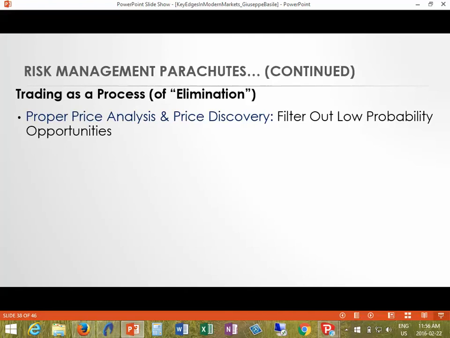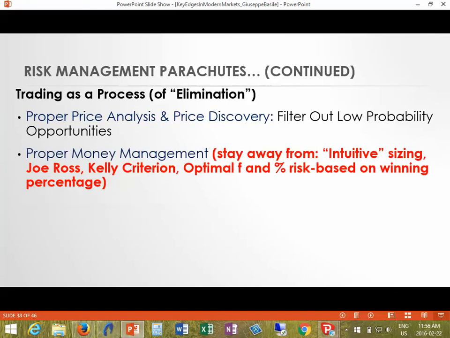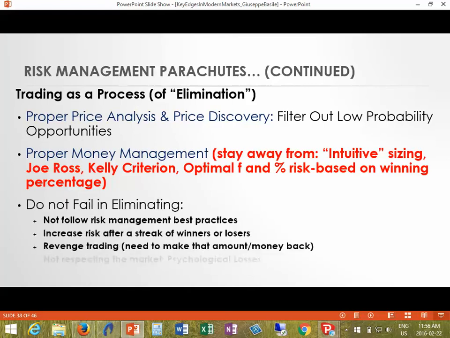Now, trading is a process of elimination, so you have to do proper price analysis and price discovery to filter out low probability opportunities. Proper money management: just forget things like intuitive sizing, I know more or less how much I have to trade, Kelly criterion, optimal F, risk based on winning percentage, just forget about them. They do not reflect the multiple distribution of your trading system. It's very, very risky to trade with those kinds of things. And you are gambling, by the way. So there are other aspects, but most importantly, or as important as the other risk managers we have, is proper execution.